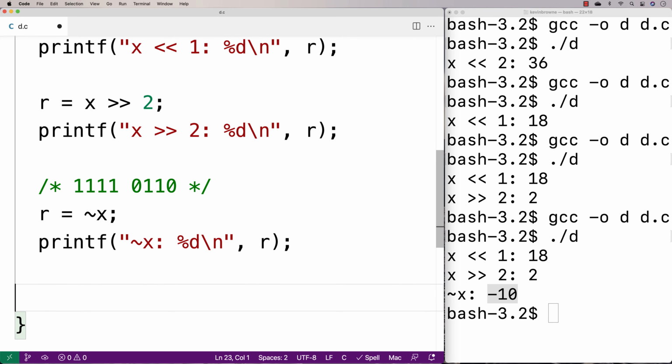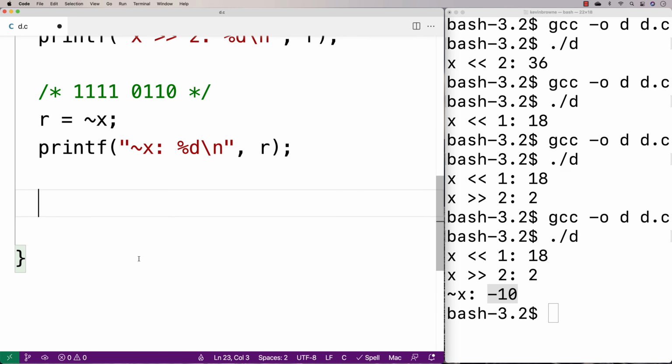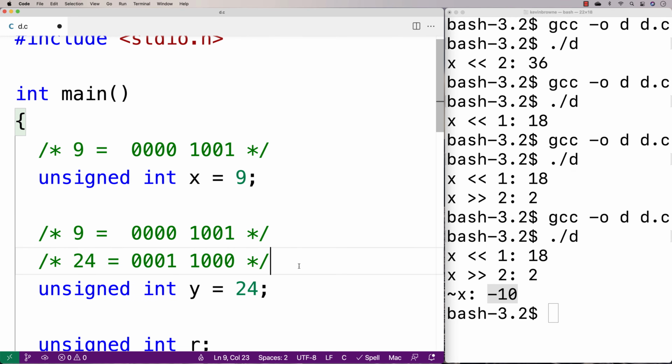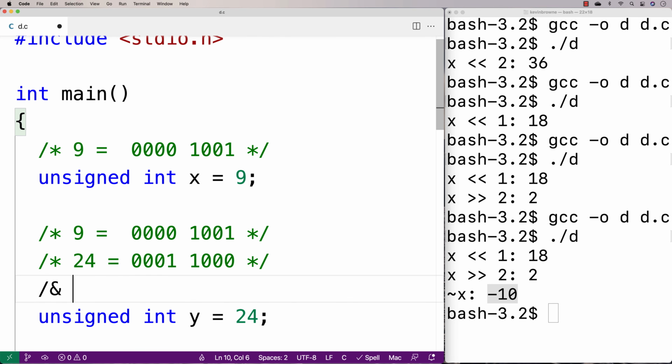So let's do a couple more operators here. There's the AND operator. So the AND operator is actually going to do a bitwise AND. And the way that works is it's going to look at these bits here. Maybe I'll put them right next to each other here so we can see them cleanly. And the way the AND operator is going to work is that if the bits are both set to 1, then it will set that bit to 1. Otherwise, it'll set the bit to 0.